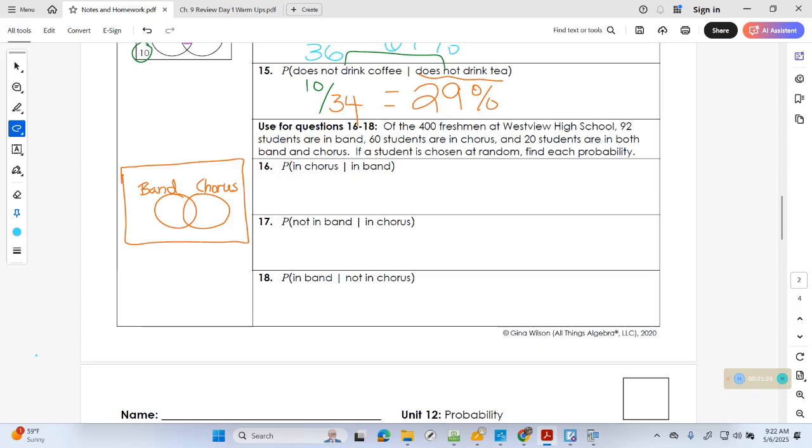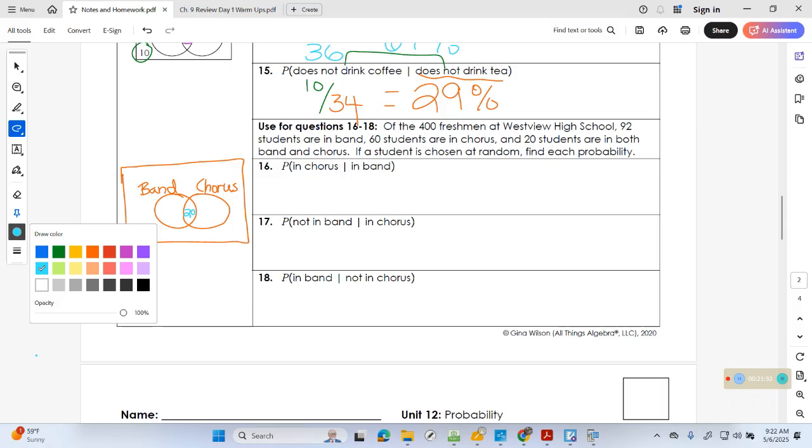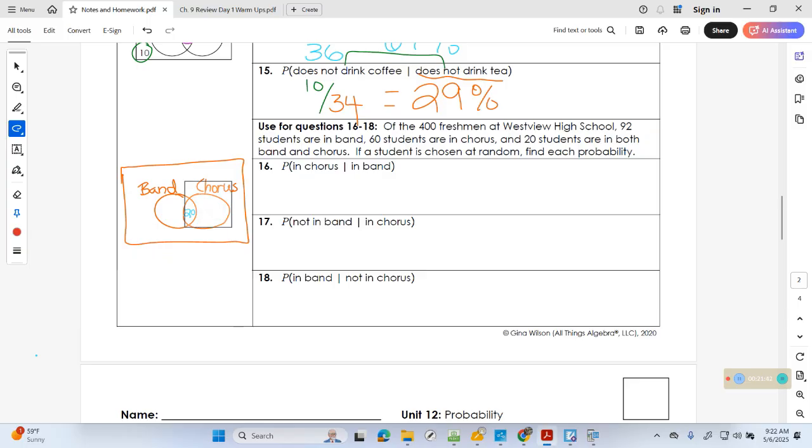So read it closely. How many does it say take band and chorus? 20. I'm going to put a little tiny 20 in there, got it. Okay, it also says 92 students are in band, 60 are in chorus. If there's a total of 60 in chorus, how many more do you have for your chorus circle? Total of 60, take chorus. 40. 20, 40, there's our 60.